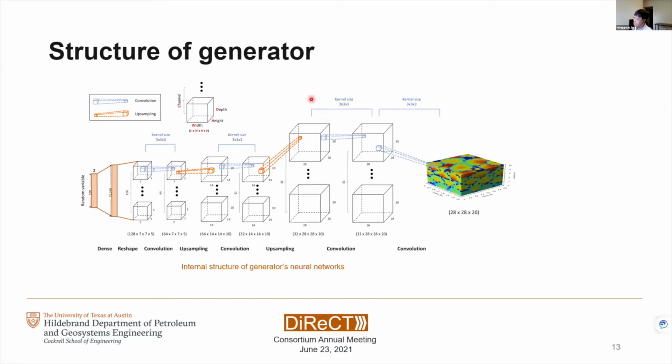And this is the internal structure of the GAN generator. It starts from 100 latent variables, and each latent variable is sampled from the normal Gaussian distribution, which has 0 mean and 1 standard deviation. We can consider this as a random seed. And from there, we expand our hidden layer or expand our feature map step by step. And in the end, we will get the same dimension as our subsurface model. In this case, 28 by 28 by 20 in width, length, and depth.